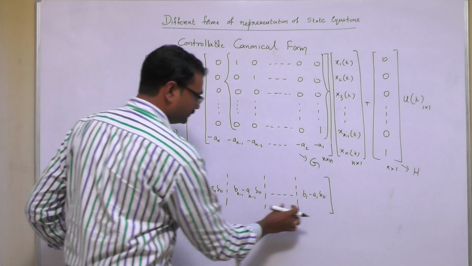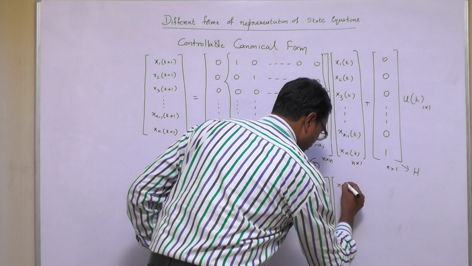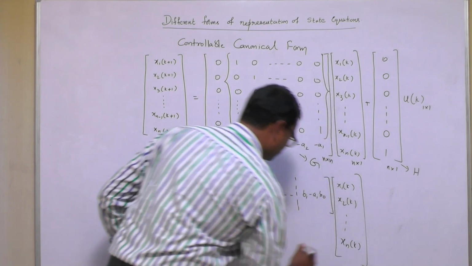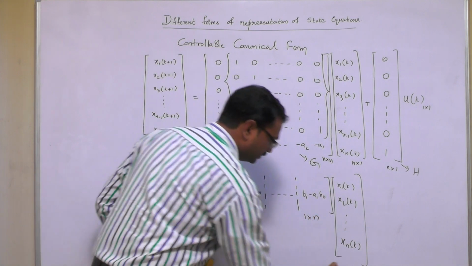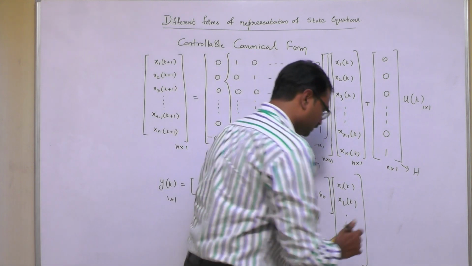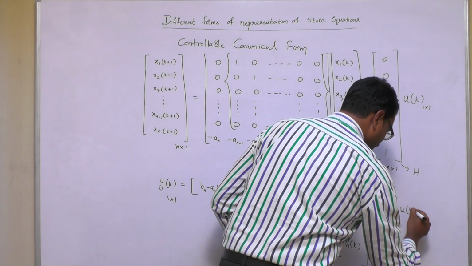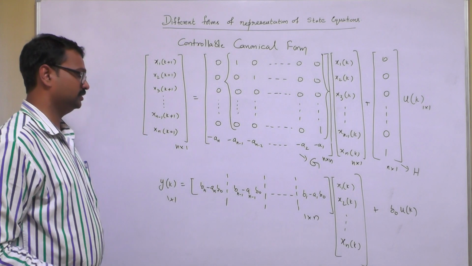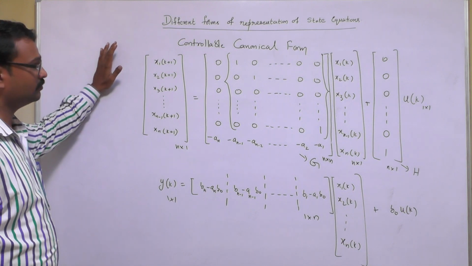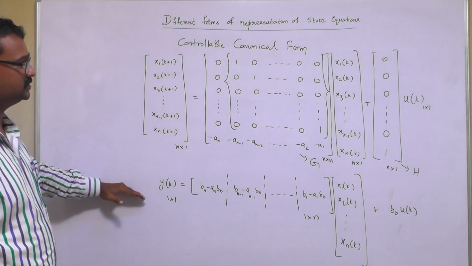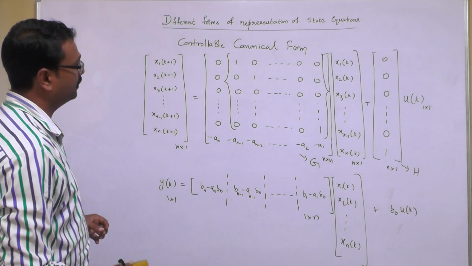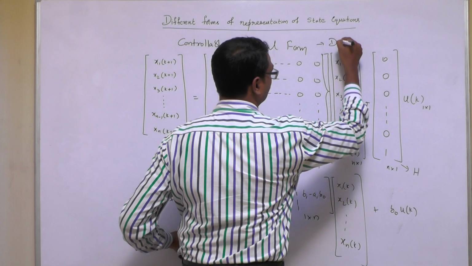So you have n variables here, and the system is x1 of k, x2 of k, and so on up to xn of k. You have n variables, so you have 1 by n here and n by 1 there. So this is 1 by 1, and you have this 1 by n times n by 1 plus b naught u of k. So this is the controllable canonical form of representing a state equation. The theorem or the proof of this will be discussed in a further class, which is obtained by the direct programming method.